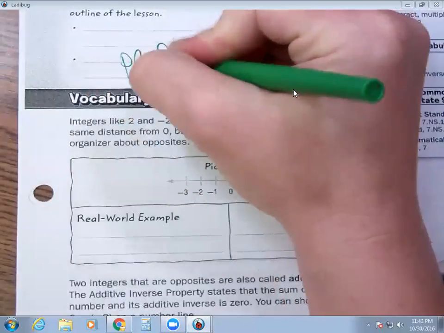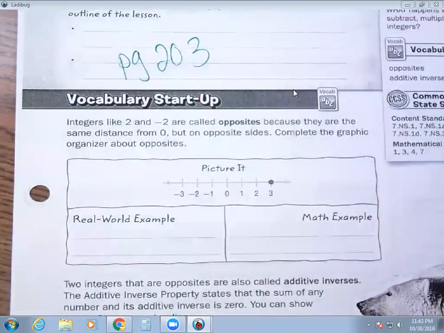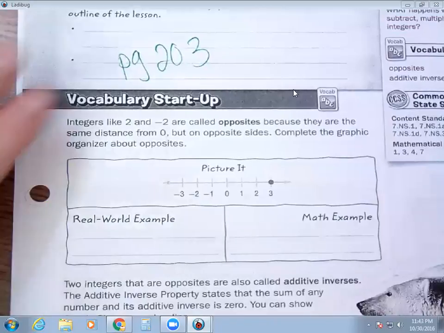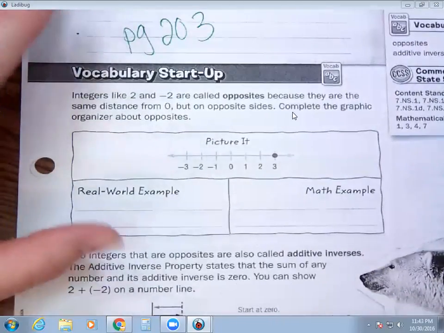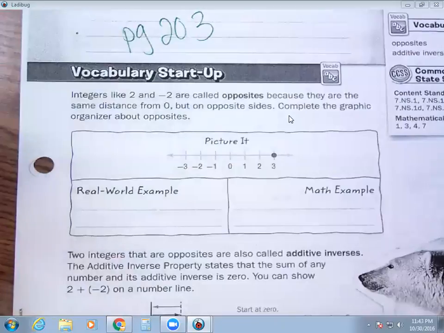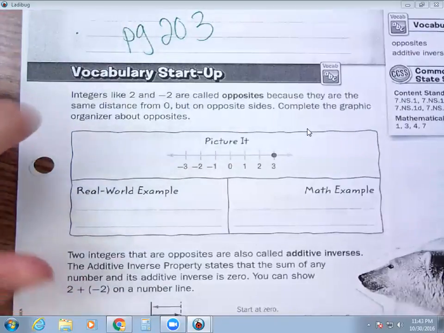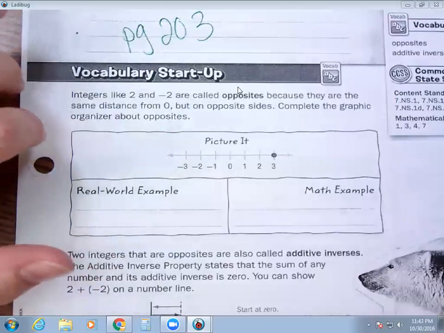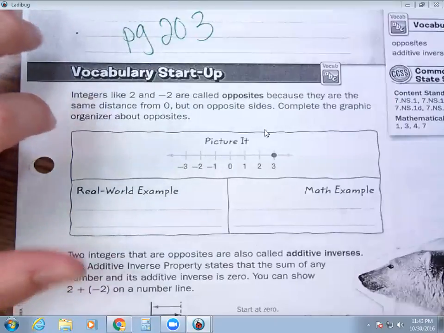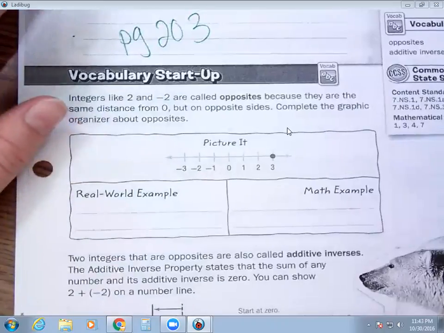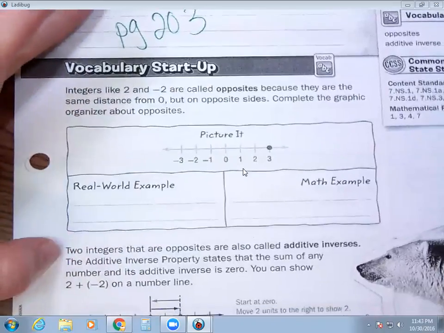Page 203. Got it? Plenty of time to have that done. All right. So let's talk about integers a little bit. We did our inquiry lab on Friday, and we were using all those little chips to show positive and negative numbers and kind of watch how they interact when we were adding them. But we sort of need to talk a little bit about integers, what integers are and what they aren't.